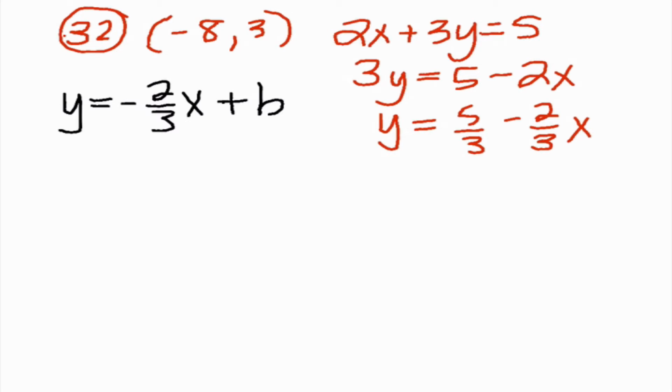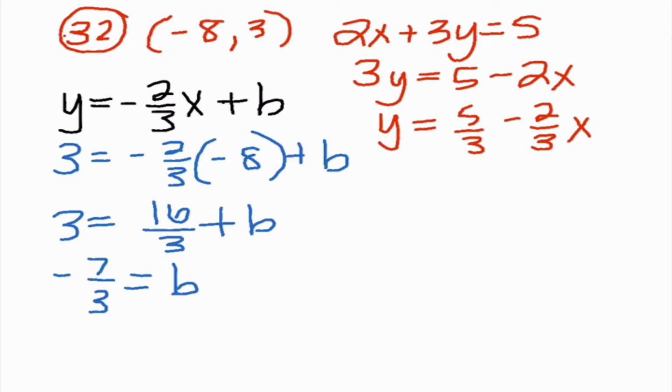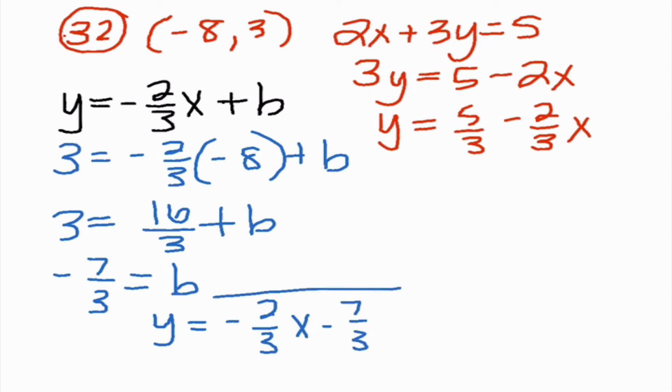So to find the parallel line, I'm going to write y equals negative 2/3 x plus b, and I'm going to substitute in the ordered pair that's given to us. So when I substitute in 3 and negative 8, I get 3 equals 16/3 plus b. I would subtract 16/3 from both sides, and I get that the y-intercept is negative 7/3. So that tells me that the equation of the parallel line would be y equals negative 2/3 x minus 7/3.